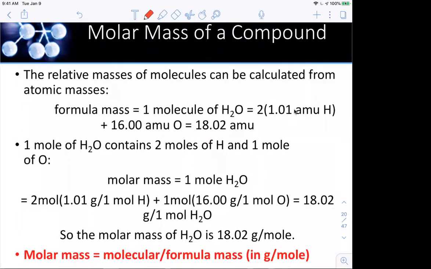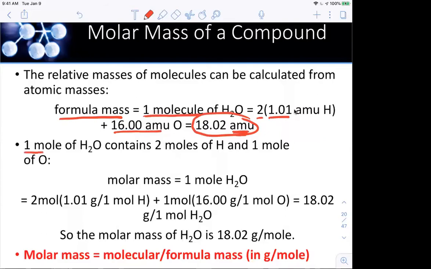So the relative masses of molecules can be calculated from atomic masses. The formula mass is one molecule. That could also be the molecular mass or the molecular weight. So I have 2 times 1.01 plus 16. This is the formula mass. Note my units are in atomic mass units because that's just one molecule, the mass of the atoms that comprise that molecule in the unit AMU.